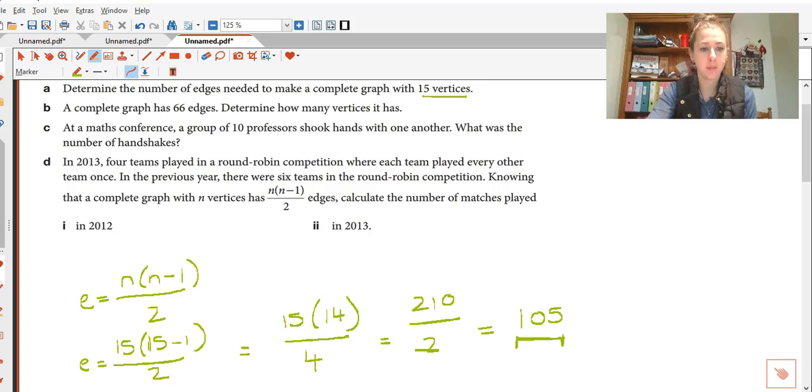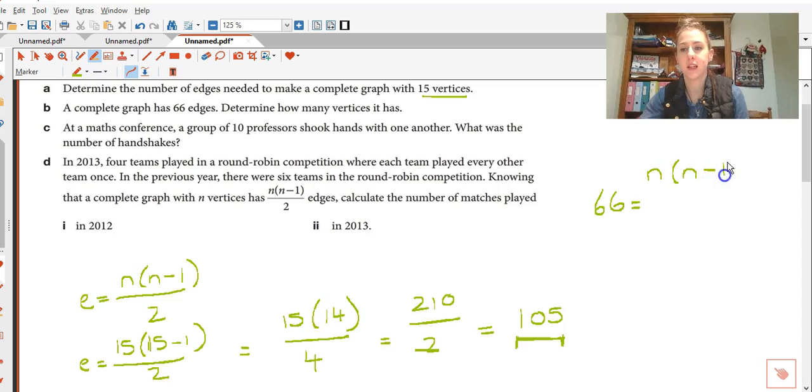Okay, so part B is actually quite difficult in my opinion. So we're looking for a complete graph that has 66 edges. So we're trying to find out how many vertices it has. So we've been given the number of edges, which is 66, and that's going to be equal to n multiplied by n minus 1 over 2. So you can go through and work that out. It is a bit of a grueling process. Good to practice that though, if you want to.